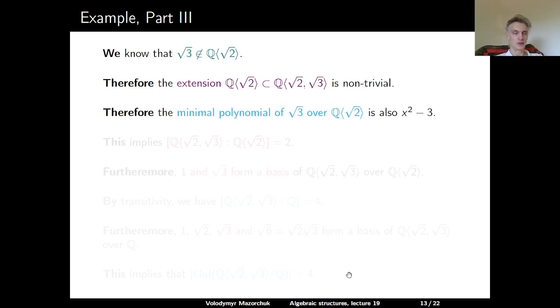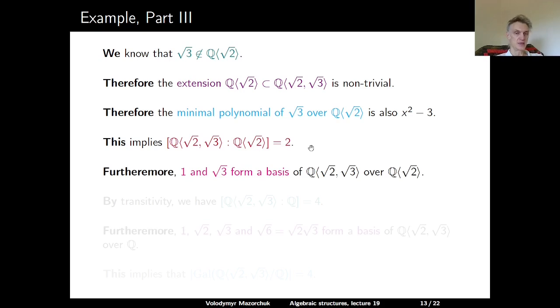And therefore the minimal polynomial of the square root of 3 over Q with the square root of 2 added is x squared minus 3. And this implies that the extension of this bigger field over Q with the square root of 2 added is also 2, and that the elements 1 and the square root of 3 form a basis of the bigger field over the smaller field.